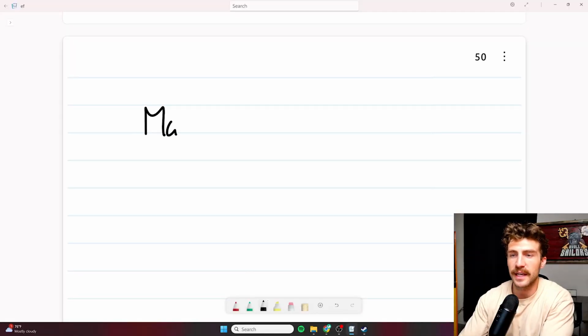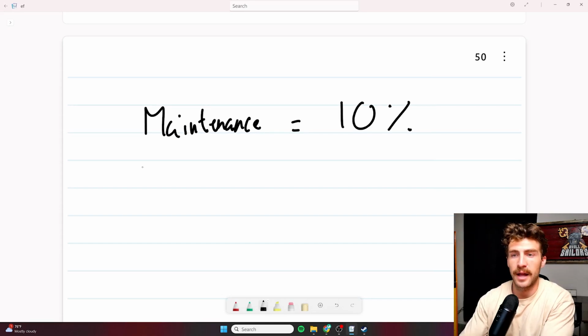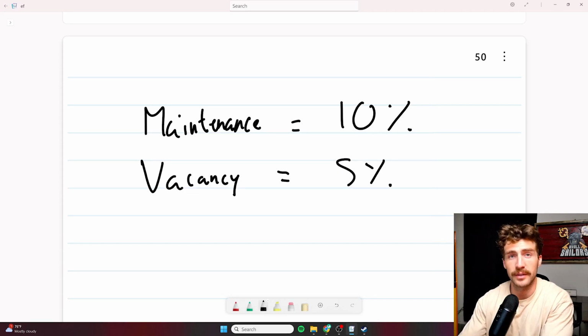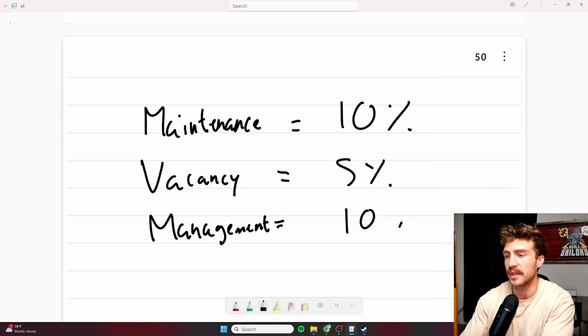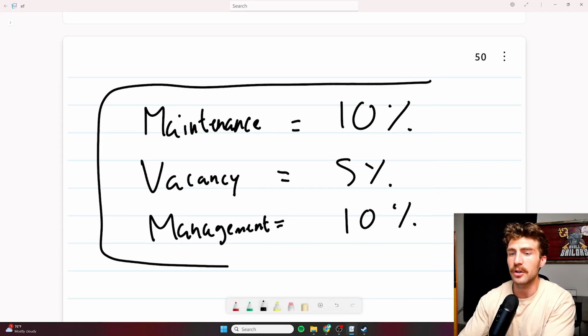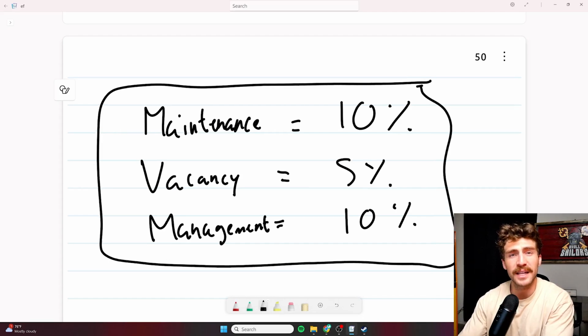But is that all the expenses that go into a property? No. You need to budget for maintenance and capital expenditures as well as vacancy. And if you want a property management company, you've got to budget for that too. So what I like to do is say maintenance is 10% of rent, vacancy is probably around 5% of rent, and if you need management, that can cost you around 10% of rent. So right here, you just lost 25% of your rent.